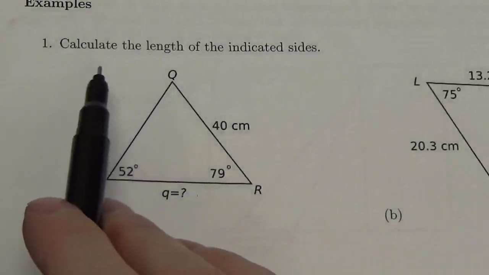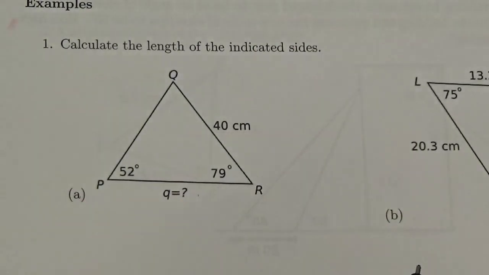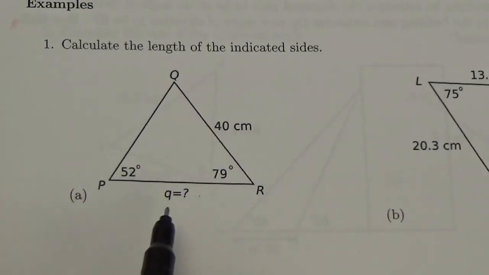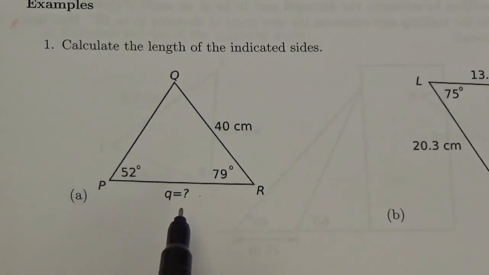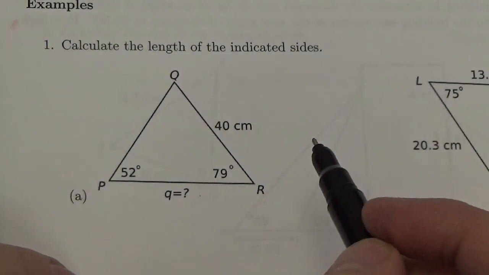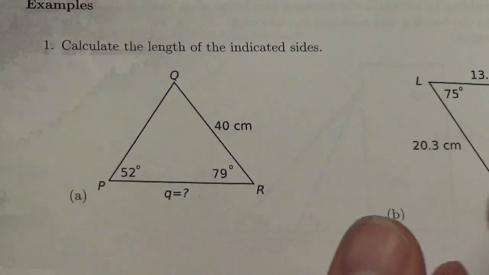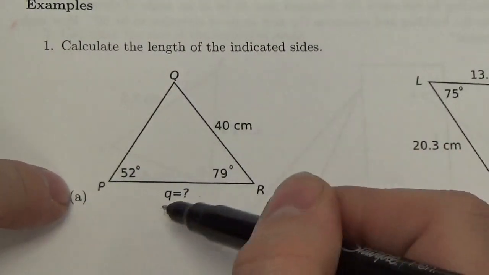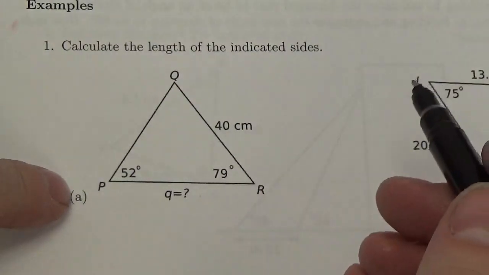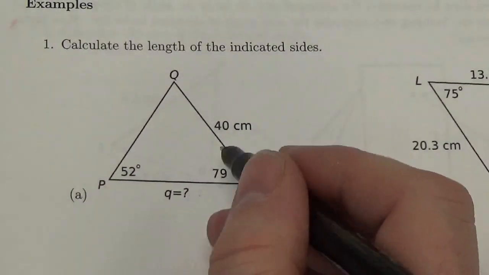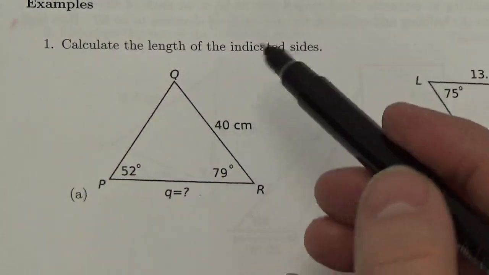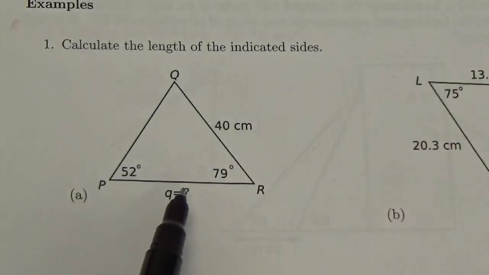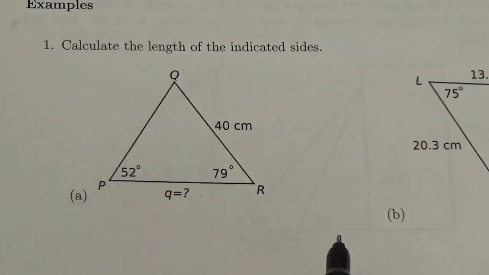Okay, so in this question here, it says calculate the length of the indicated sides. So for this first one, we are looking to find Q. Now, I don't have a situation where I have an angle and the 2 sides on either side of the angle. Either way, if I was going to use the cosine law, I would have needed angle Q there and this side over here, and I don't have that.